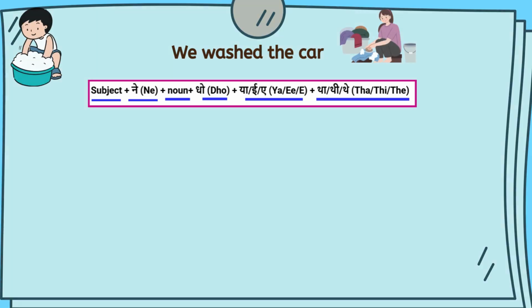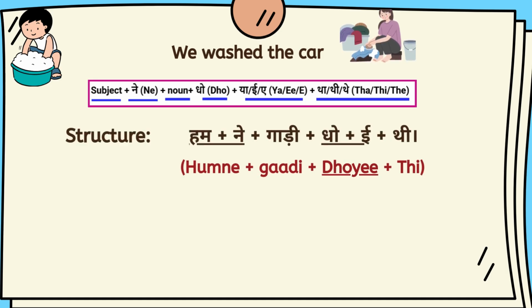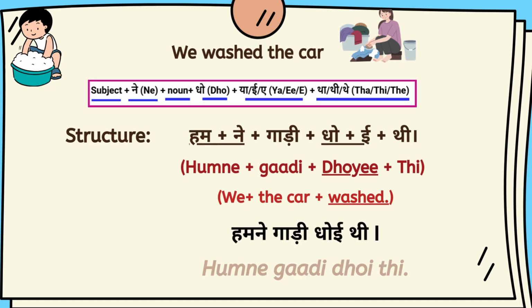Now if we say we had washed the car, it will become हम plus ने plus gadi plus dho plus e plus thi. So hum means we, and when we add ne to hum, it becomes humne, which is the past tense of we. So it becomes humne. Followed by gadi, that is car, which is a feminine singular noun.